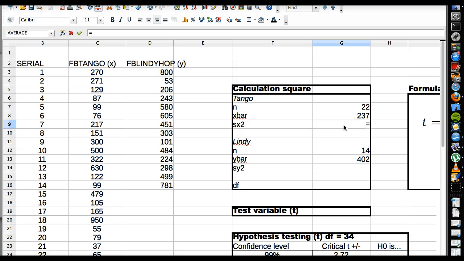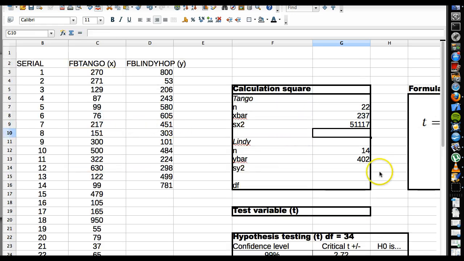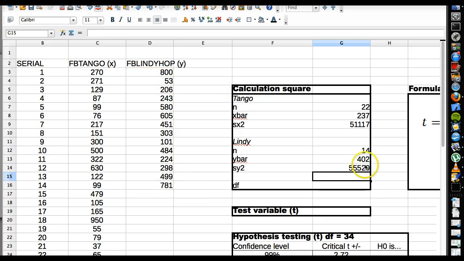So I'm going to calculate the variation, or the variance then, in the number of Facebook friends that my Tango dancers have. And I get a number there. And I calculate my variation for the Lindy Hop dancers. And I get another number here. And it is important to mention that this is the one condition that we have to consider when using the t-distribution as a test variable.